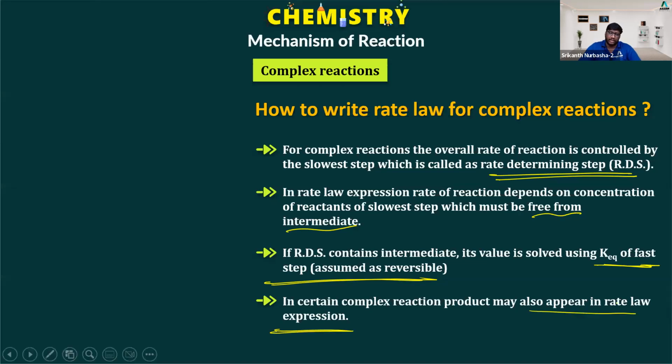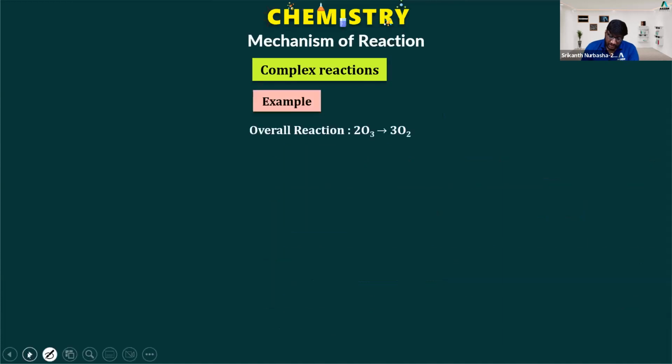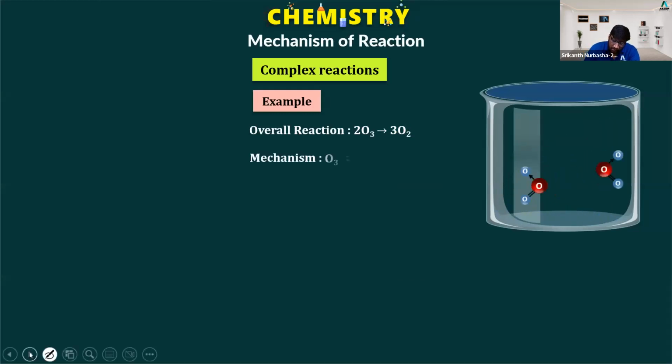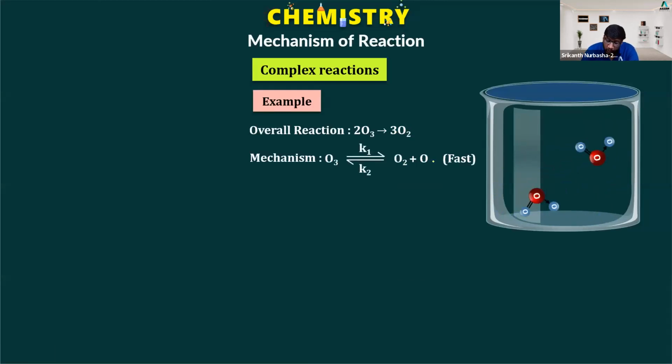So if you just look at the statements, you will have only half clarity. When you try to solve it for any reaction, then only you will get complete clarity. Let us solve it. Complex reaction I have taken: 2O3 converting into 3O2. The mechanism is O3 converting into O2 plus O. This is fast. O3 plus O converting into O2. This is slow. What is the RDS? This is your RDS. So we have to find out the rate law.